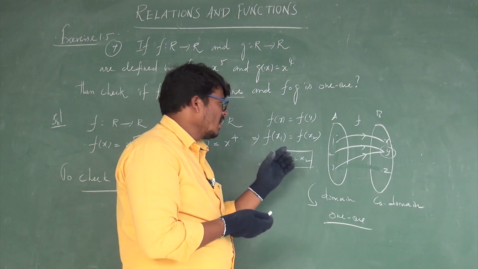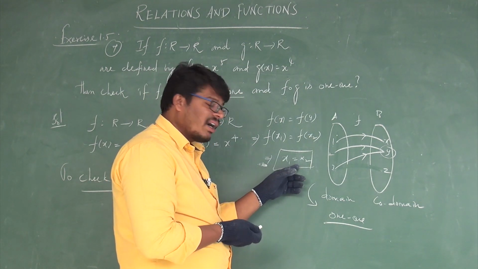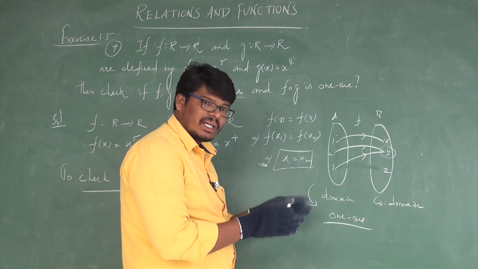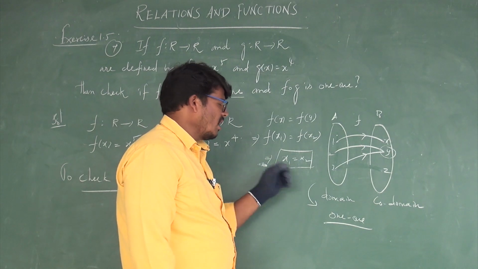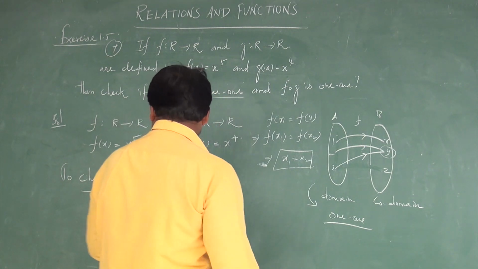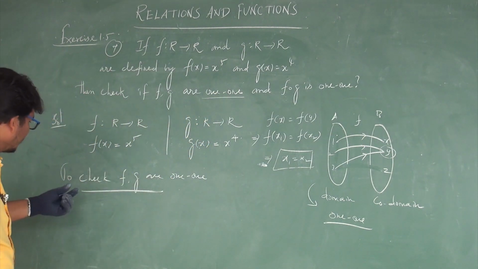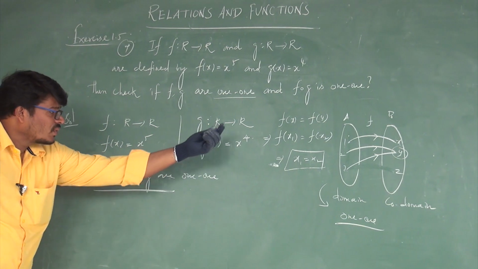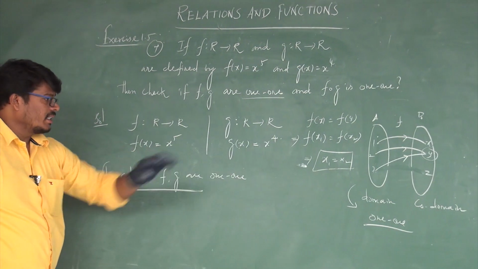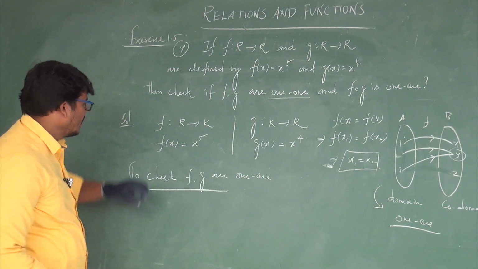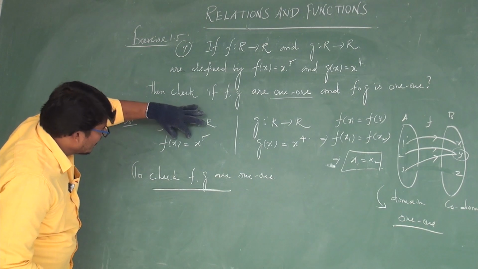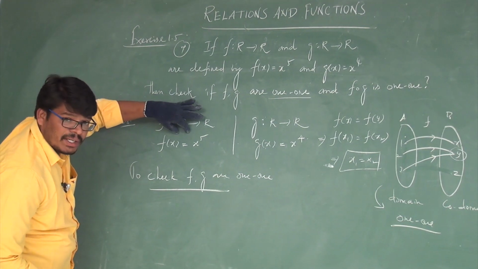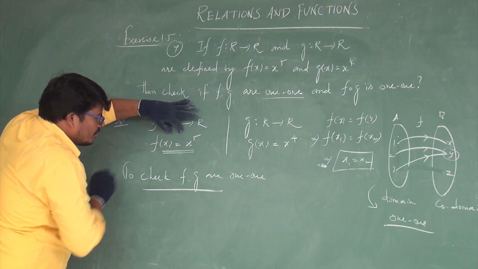If x1 is not equal to x2 under that condition, the function is not one-one. Now take an example: the function f is defined from R to R, with f of x equal to x power 5.